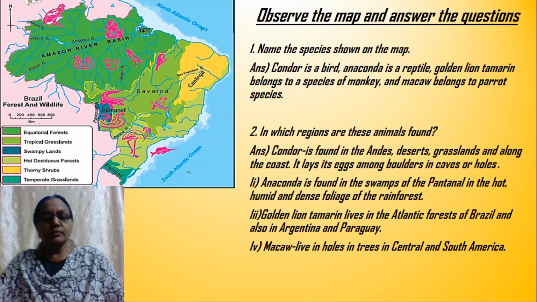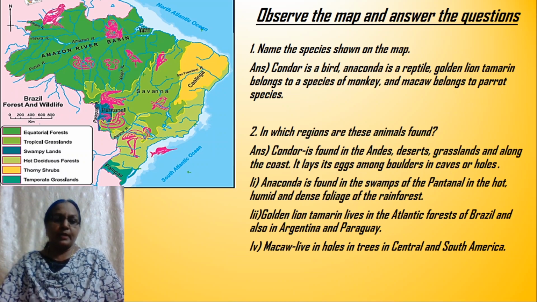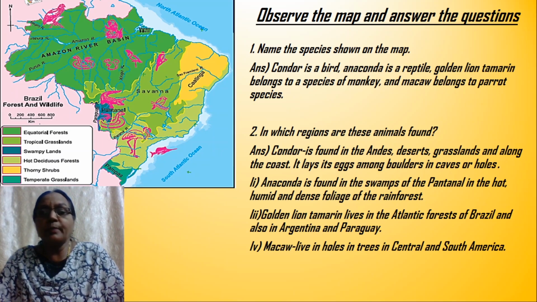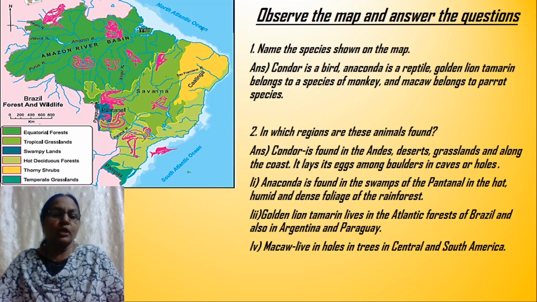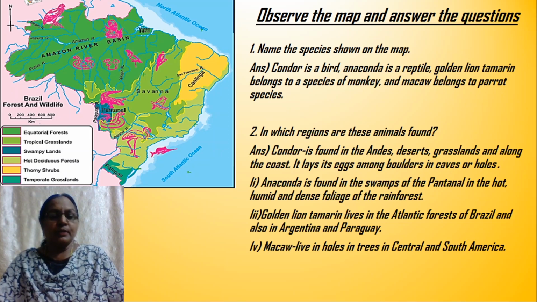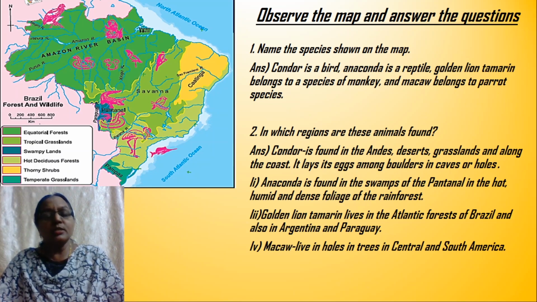It is also seen in Argentina and Paraguay. Last one is a macaw. Macaw belongs to the parrot species, and it is usually seen in the holes in trees in Central and South America. Now here we have discussed only the flora and the fauna of Brazil. Now, in case you are asked some questions on forests, I think you'll be able to do it. For example, where do you find thorny shrubs in Brazil? I think you should be able to make out it is along the northeast part of Brazil.